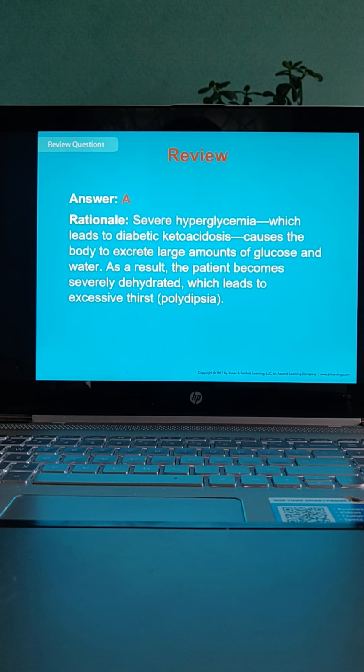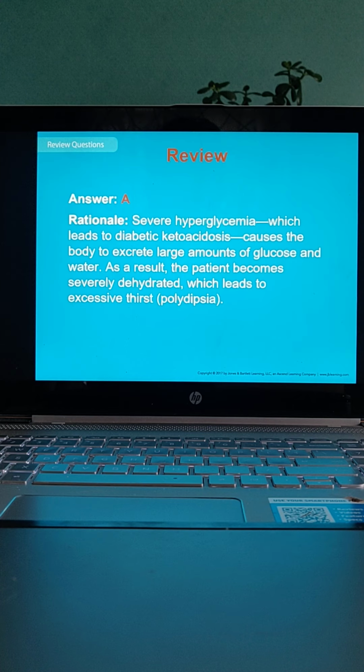A. Severe hyperglycemia, which leads to diabetic ketoacidosis, causes the body to excrete large amounts of glucose and water. As a result, the patient becomes severely dehydrated, which leads to excessive thirst. Polydipsia.